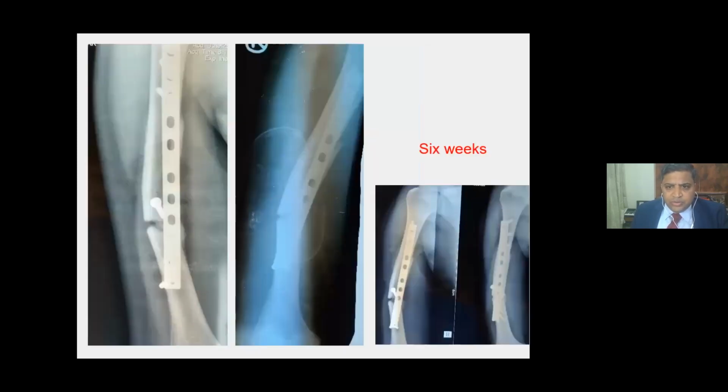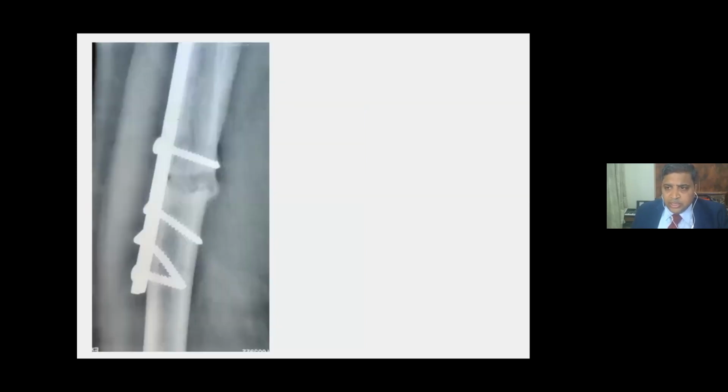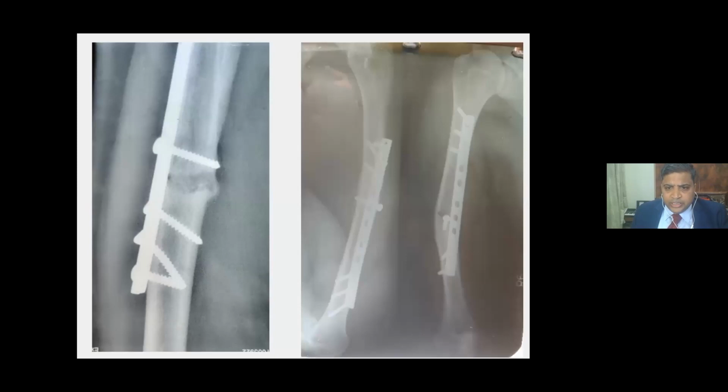So further ahead down the line, at 6 weeks, as correctly pointed out, this doesn't seem to be in good alignment. The plate length seems less. Even the number of screws which need to be placed distally away from the fracture site seems to be less. So we're thinking that this will not unite, but luckily for this patient, at the end of around 12 weeks, you can see the amount of callus formation which is happening in this fracture, and at the end of around 5 months, the fracture has completely united.